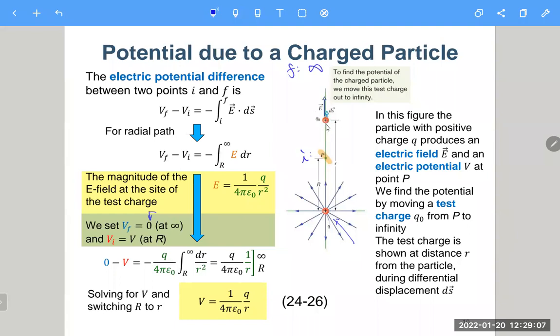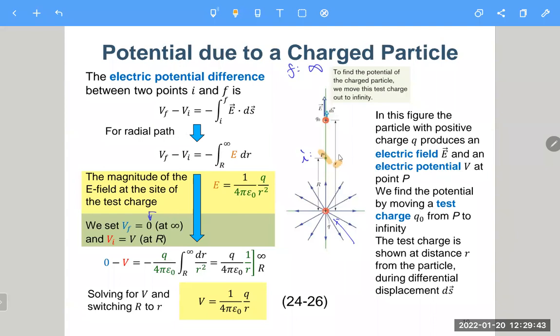This is only a test charge, because you need to find the potential energy difference between this point and the point infinitely far away. Suppose you put it somewhere here. The E field generated by this one is kQ over r squared, where Q is the charge amount of this charge and this is small r.